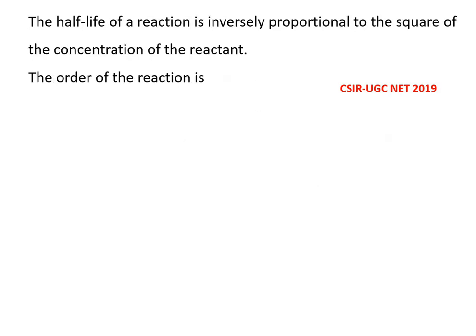Next question. The half-life of a reaction is inversely proportional to the square of the concentration of the reactant. Find the order of the reaction. So this time the order is unknown and you have to find it. So you have to start with the general expression. Let me check the options. These are the options. So you have to start with the general expression that t half is proportional to A0 to the power 1 minus n.